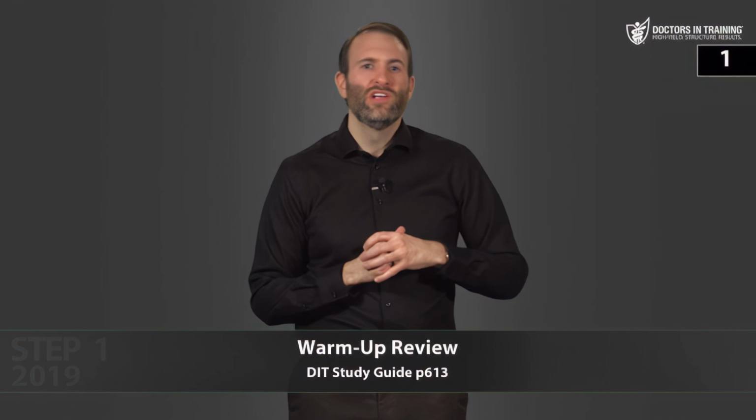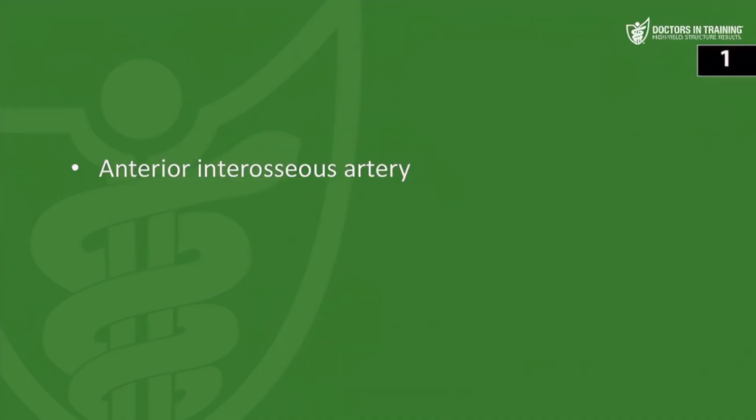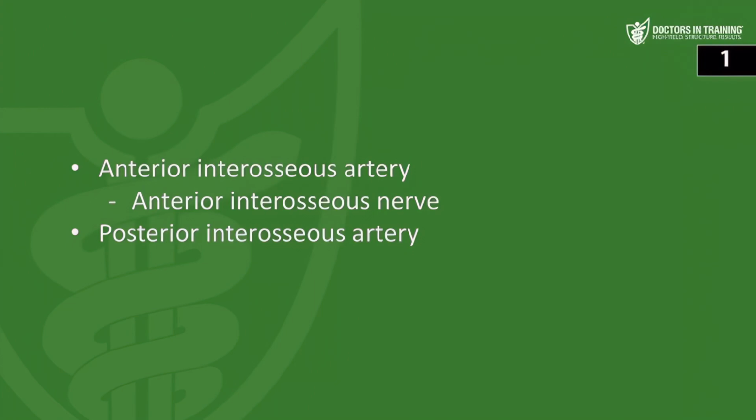It's time for another warm-up. Let's get going. Which nerve runs with each of the following arteries? So first we have the anterior interosseous artery. That's going to go along with the anterior interosseous nerve. Next we have the posterior interosseous artery. That's going to go along with the deep branch of the radial nerve.